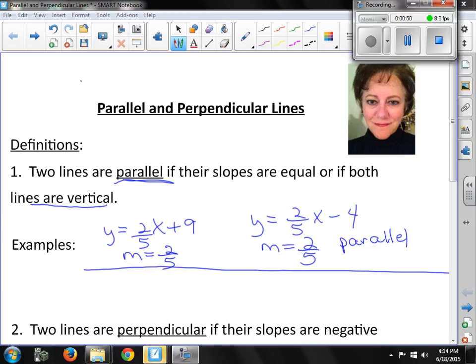Another example might be if I had x equals 4 and x equals -3. Notice this is a vertical line and the slope is undefined. Well, this one is also a vertical line. Its slope is undefined, so these two lines are also parallel.